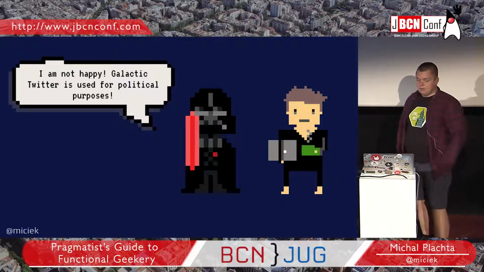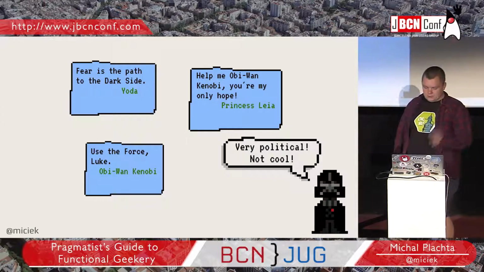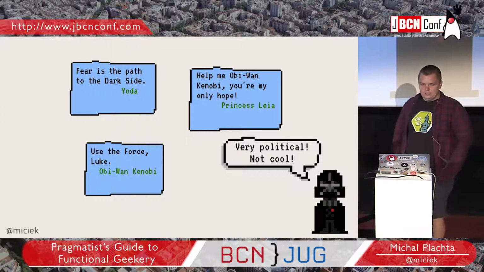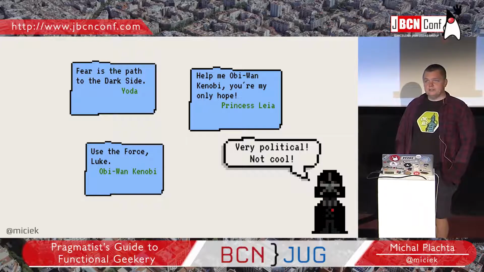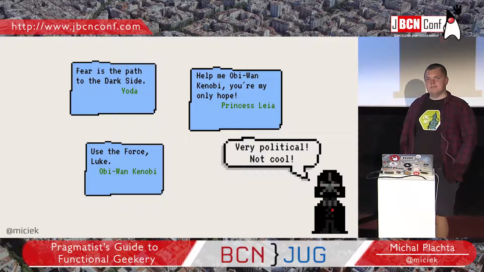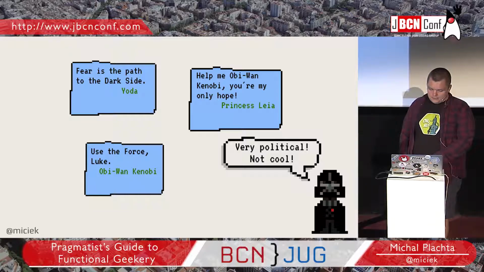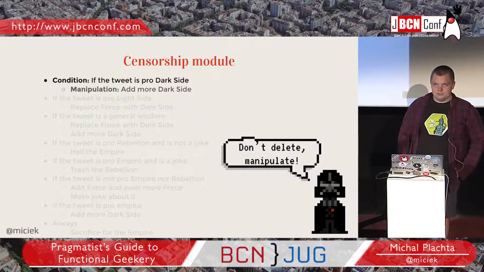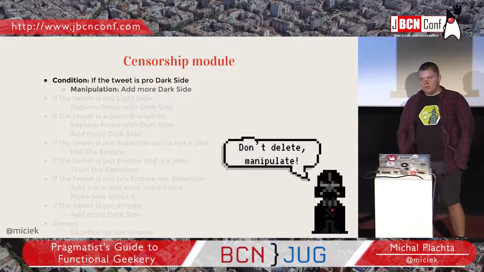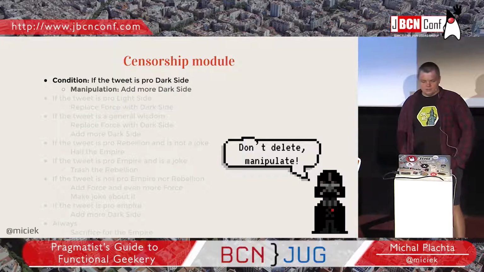He's not happy because Galactic Twitter is used for political purposes. So we run to our computer and see the Galactic Twitter application and scan through all the tweets, and we can see that, yeah, some of them are rather political. So okay, let's implement the feature for our user. The user suggested that the feature should be called censorship module. So we want to create a censorship module which should make the Twitter less political.